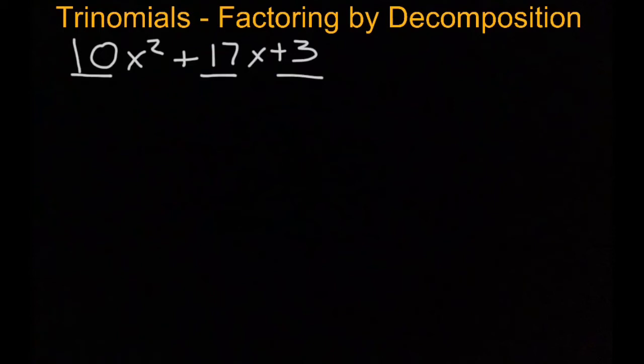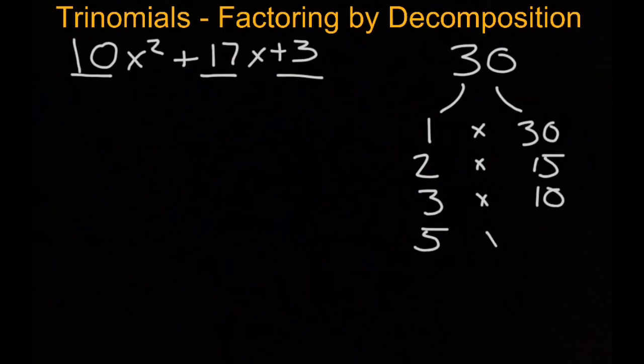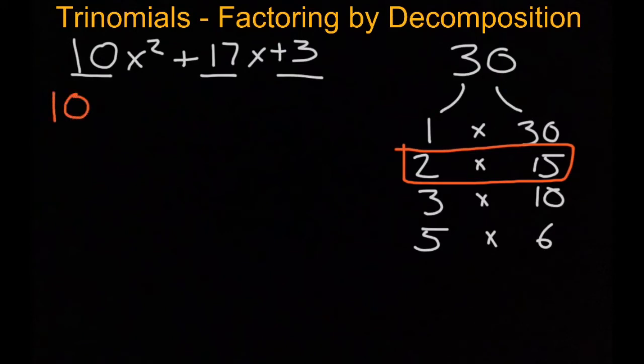Let's make a table. So 30, you can have 1 times 30, 2 times 15, 3 times 10, and 5 times 6. So which two numbers can add up to 17? So we have right here 2 and 15. So we can write it out like this: 10x squared plus 15x plus 2x plus 3.